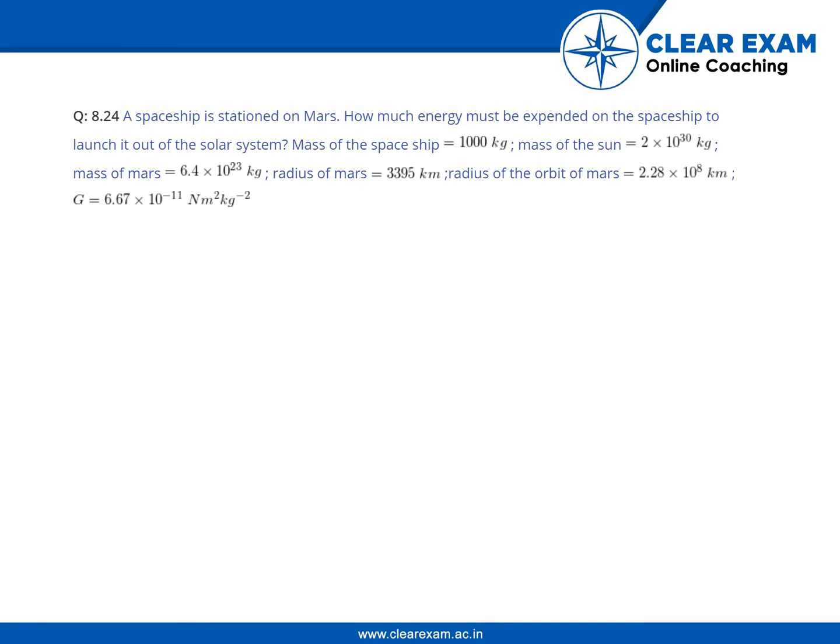The question given here is: a spaceship is stationed on Mars. How much energy must be expended on the spaceship to launch it out of the solar system? You can consider the mass of the spaceship as 1000 kilograms.